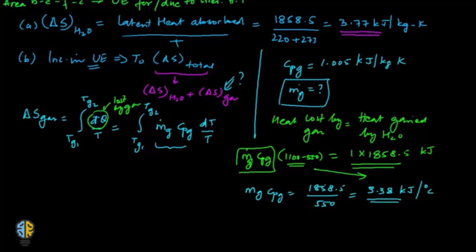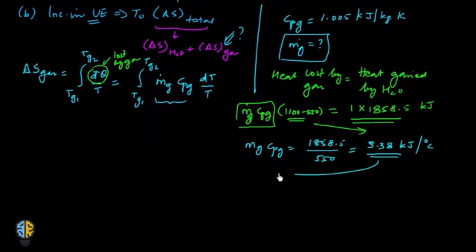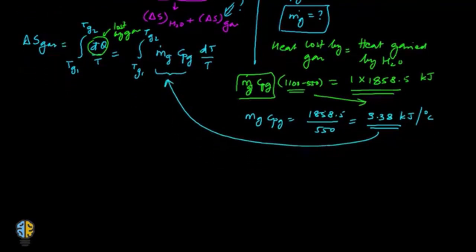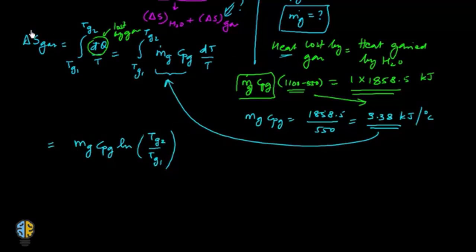Okay, so now let's put this value in this particular expression. So we will get the delta S gas as, if you look at the integral, m_g into Cp_g, this will become natural log of Tg2 upon Tg1. Now because it's heat that is lost, this entropy change has to be a negative value. You'll just see how the negative value would be achieved.